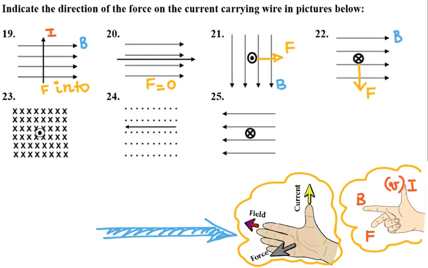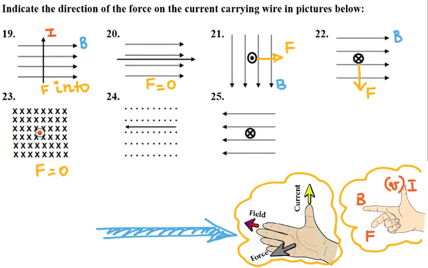For the next one, you see that the magnetic field lines are into the page, but the current is out of the page because you see the dot in the middle. Because they are parallel, there's going to be no force acting in this case. So the force is equal to 0.